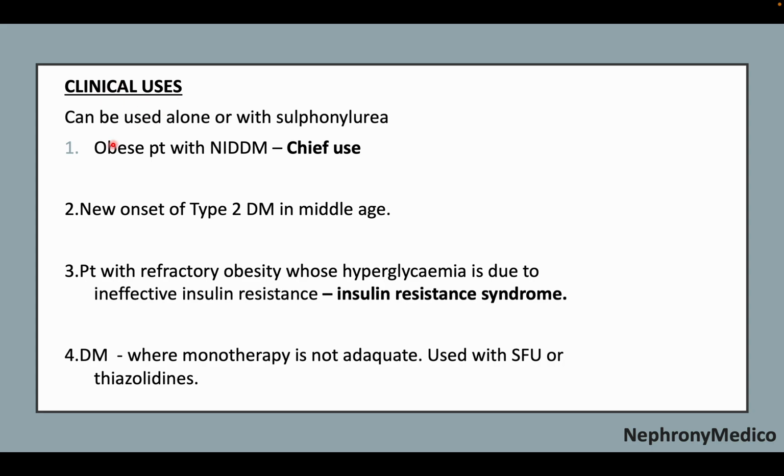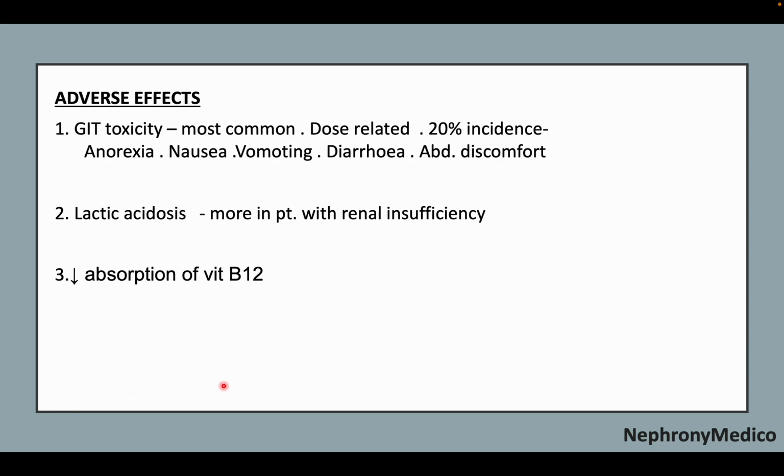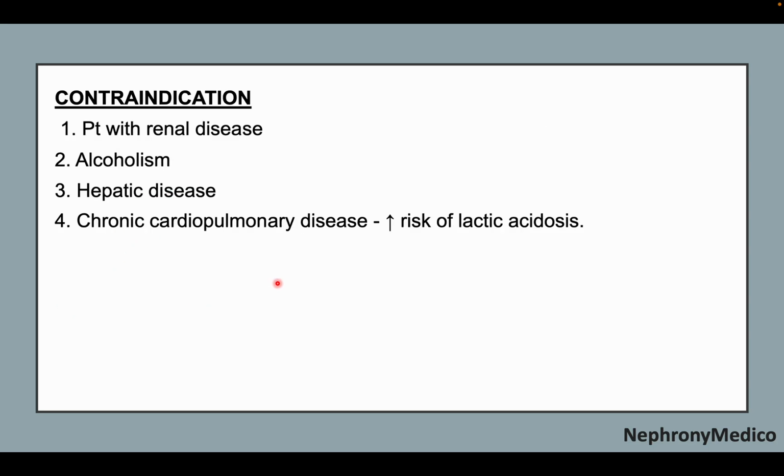Clinical uses include obese patients with non-insulin dependent diabetes mellitus, new onset type 2 diabetes mellitus in middle age, patients with refractory obesity where hyperglycemia is due to insulin resistance syndrome, and diabetes mellitus where monotherapy is not adequate, used with sulfonylureas or thiazolidinediones. Adverse effects include GI toxicity like anorexia, nausea, vomiting, diarrhea, lactic acidosis, and reduced absorption of vitamin B12.